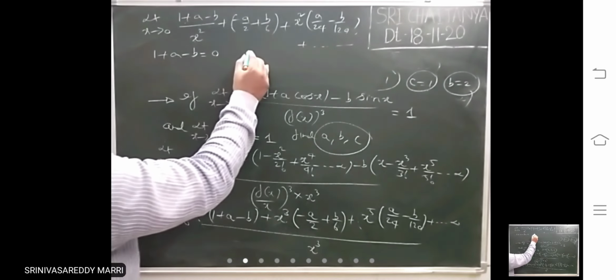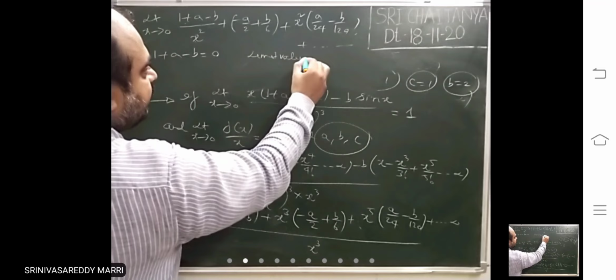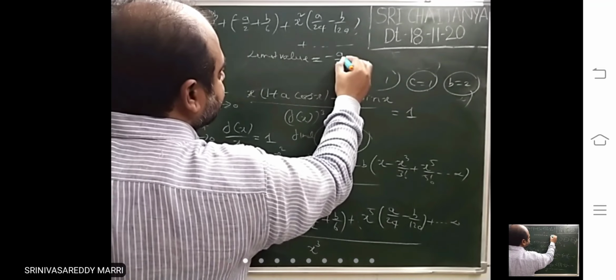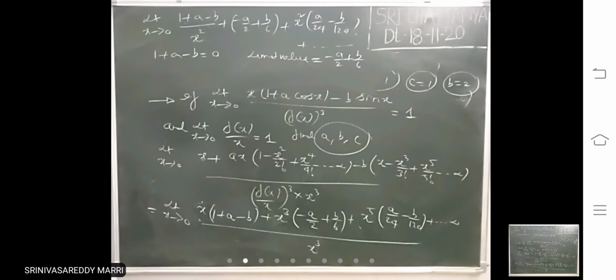Then the limit value is the constant term, that means minus a by 2 plus b by 6. That is given as 1.